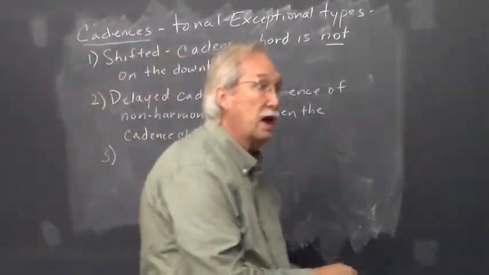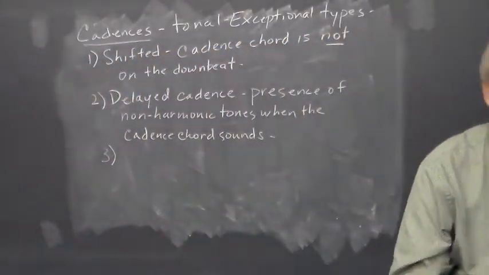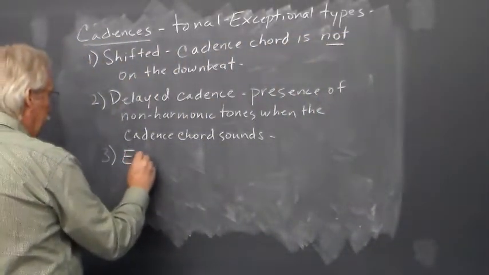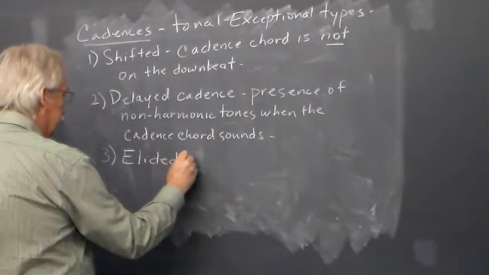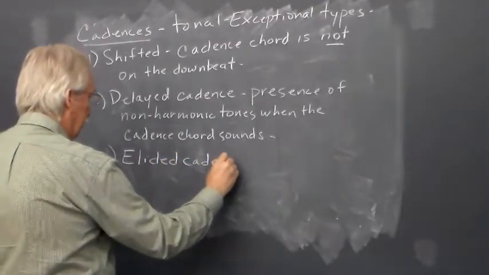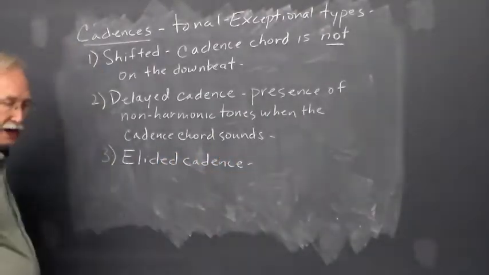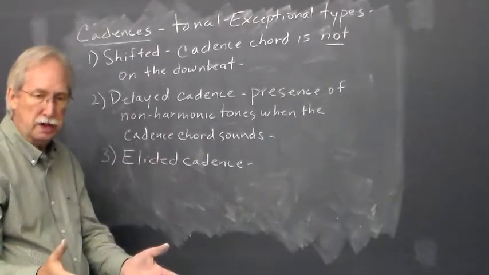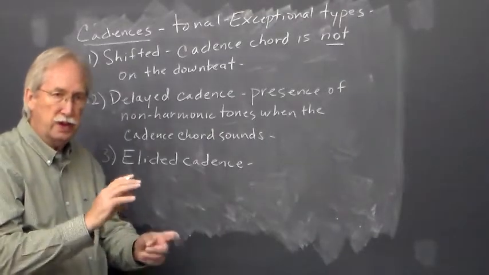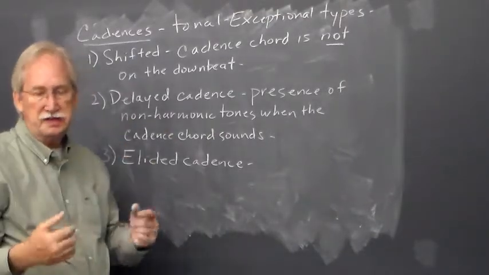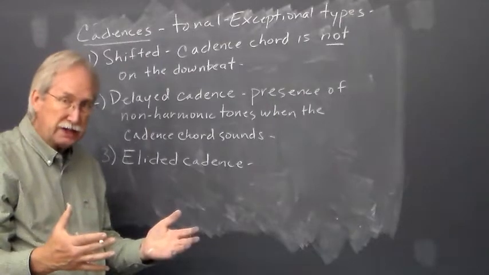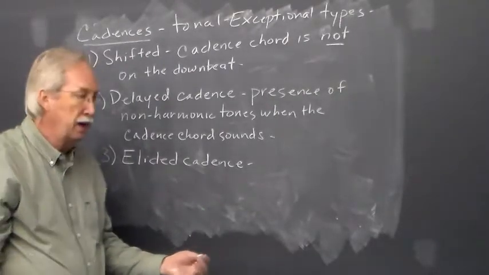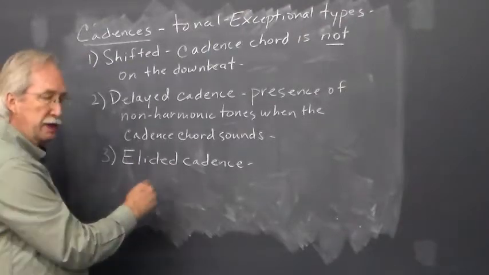All right, I'm going to keep going through these other types. The third type that's listed here in the text is elided cadence. An elided cadence is a cadence in which the cadence chord is elided with the following phrase. So this is a type of intermediate cadence, so it's not something you'll have at the end of the piece, of course. But elided means overlapped.